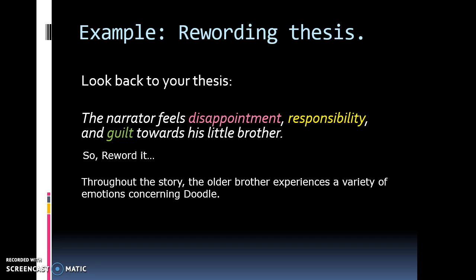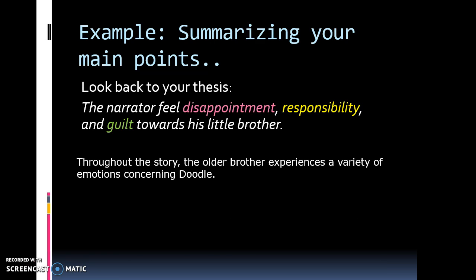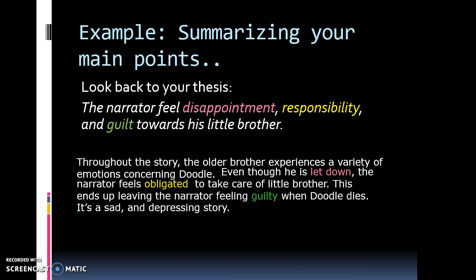Now I'm going to go on and summarize the main points. So looking back at my thesis again, my main points were disappointment, responsibility, and guilt. So how can I summarize those simply? Here is my rewording of the thesis, and so you add on to that. Even though he is let down, the narrator feels obligated to take care of the little brother. This ends up leaving the narrator feeling guilty when Doodle dies. It's a sad and depressing story.